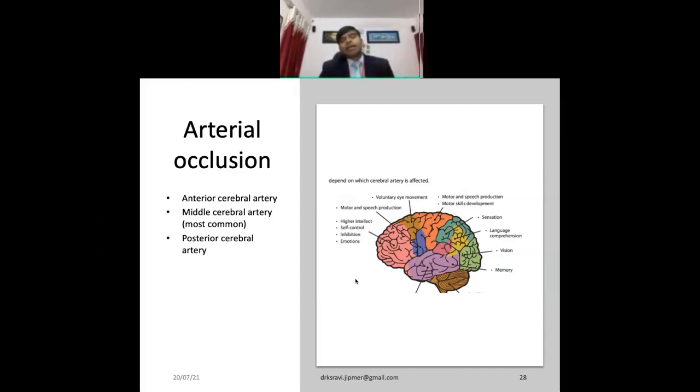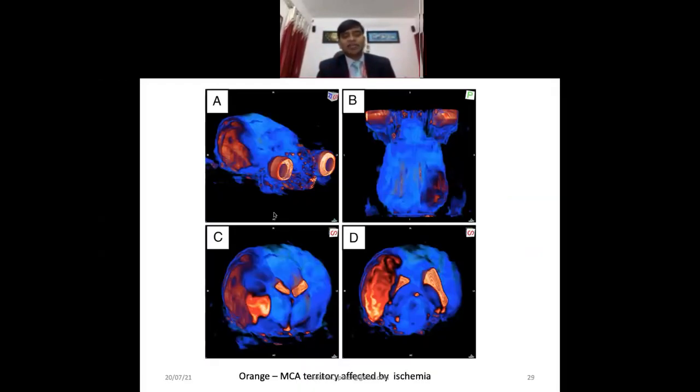What do you mean by homonymous hemianopia actually? It is a visual field defect. In that condition, the person sees only one side, that is the right or the left side of the visual world of each eye. So that we say homonymous hemianopia. So these are the different arteries and the conditions in which they will be affected.